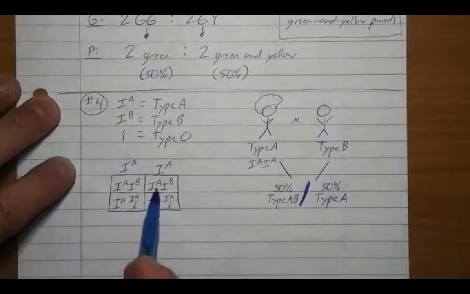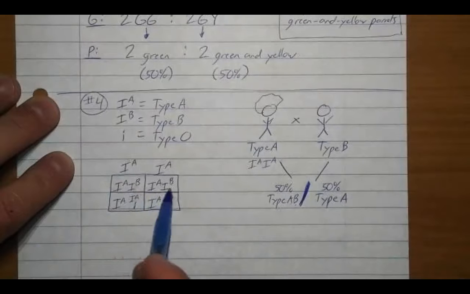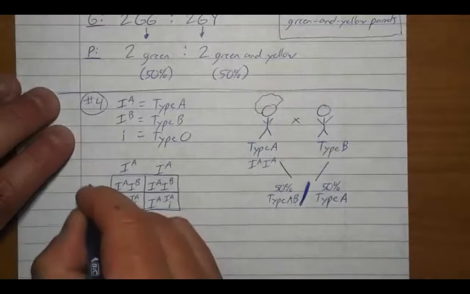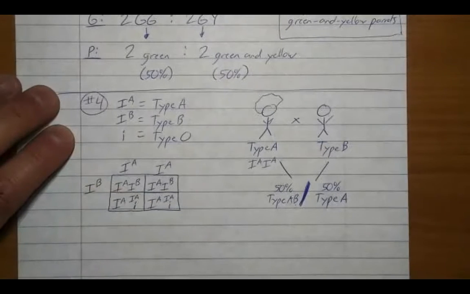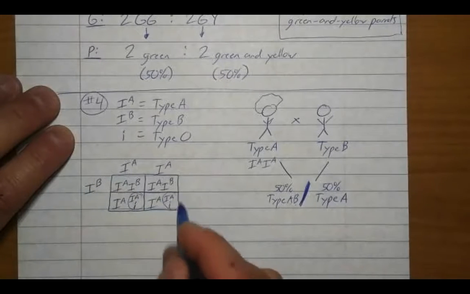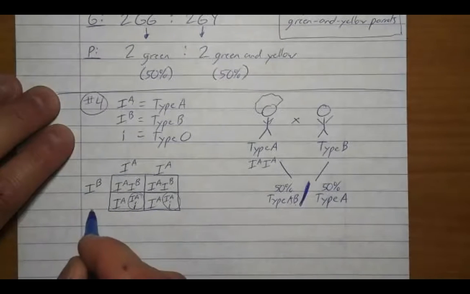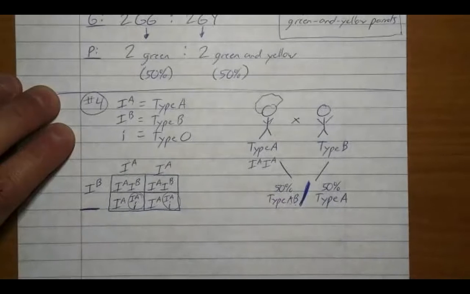Great. Then I go sideways. What do I find in both boxes? Well, they both have I to the A and I to the B, but I put the I to the A up, so the B must be the one going to the left. So I to the B. And now we're looking at these two things. Well, I don't know which one it is. I don't know if it's a capital I to the A or a lowercase i. So I'm going to leave that blank for right now.